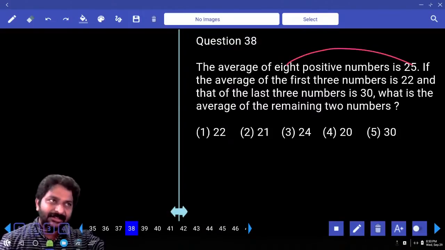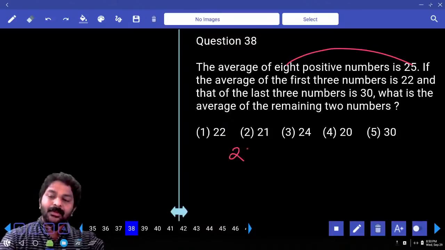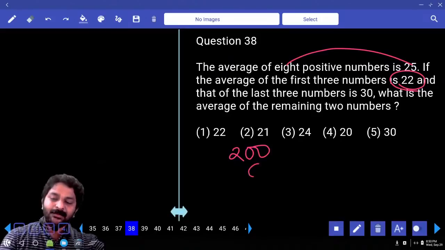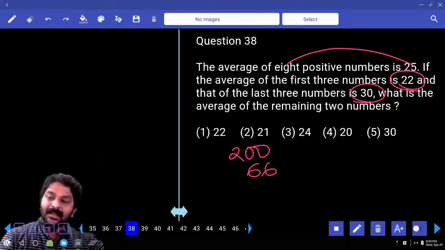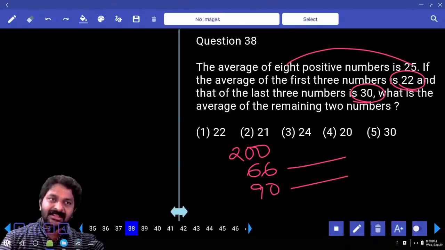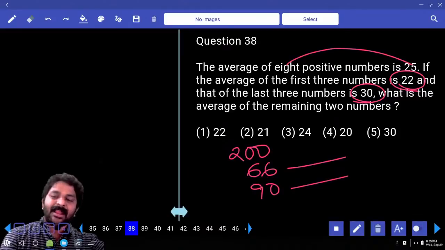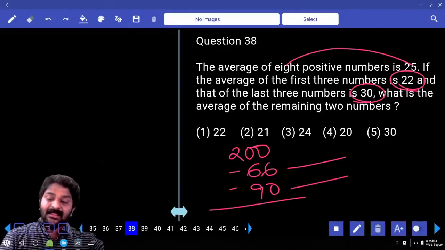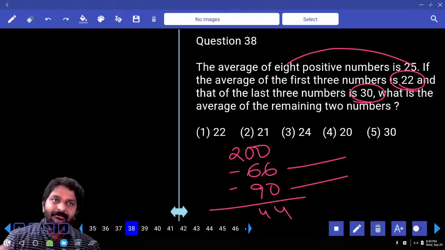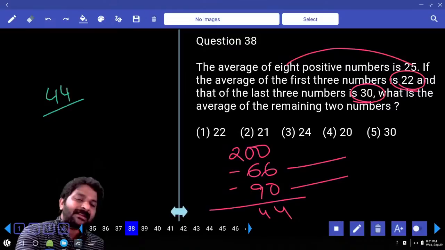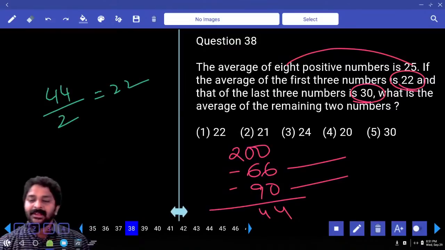The average of 8 numbers is 25. Then what is the sum? 8 into 25, 200. The average of the first 3 numbers is 22, so the sum is 66, and the average of the last 3 numbers is 30, so the sum is 90. So these are 3 numbers here and 3 numbers here. The sum of these 6 numbers is subtracted from the sum of 8 numbers. 200 minus 156 gives 44. 44 is the sum of the 2 missing numbers. Then the average is equal to 44 divided by 2. Answer 22, first option.